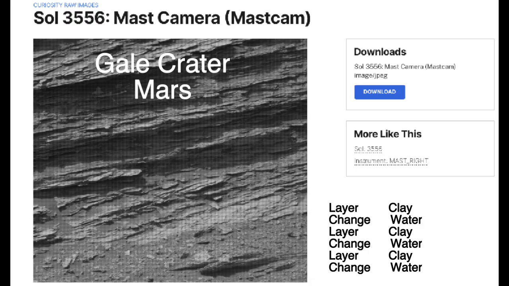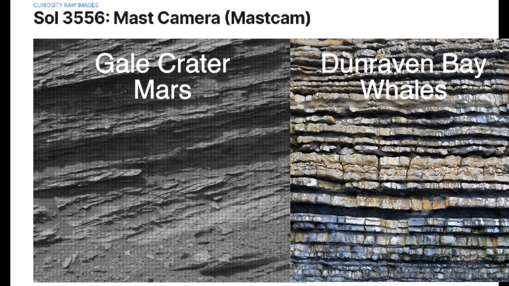This is the exact same process that formed the surface of the Earth. And we see that with the same remnant evidence here in the limestone on Earth. Layers with definitive separation, suggesting something cyclical. Clay, water, clay, water, clay, water. Eventually baked into limestone.